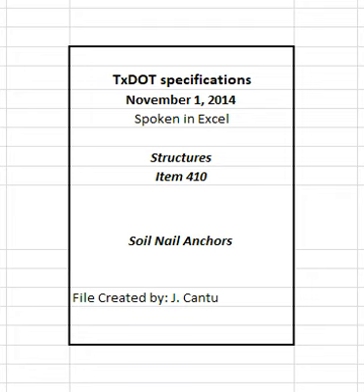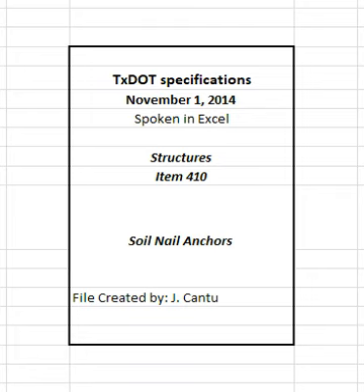5. Measurement. Soil nail anchors will be measured by the foot of acceptable soil nail anchor in place. The soil nail anchor length measured is the length of the drilled and grouted hole as specified on the plans or modified by the engineer. Soil nail anchor tests, both verification tests and proof tests, are subsidiary to this item.